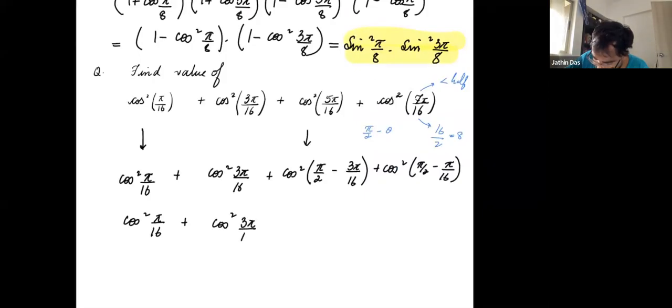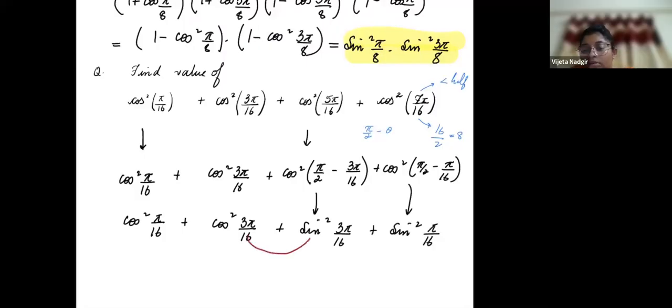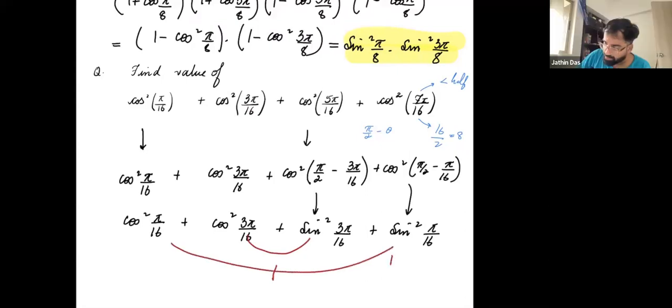3 pi by 16. Now this will become sine square 3 pi by 16 and this will become sine square pi by 16. This both will club to become 1 and this both also will club to become 1. Okay. So it is 1 plus 1. 2 is the answer. Is the method clear, how to think also? You should understand.